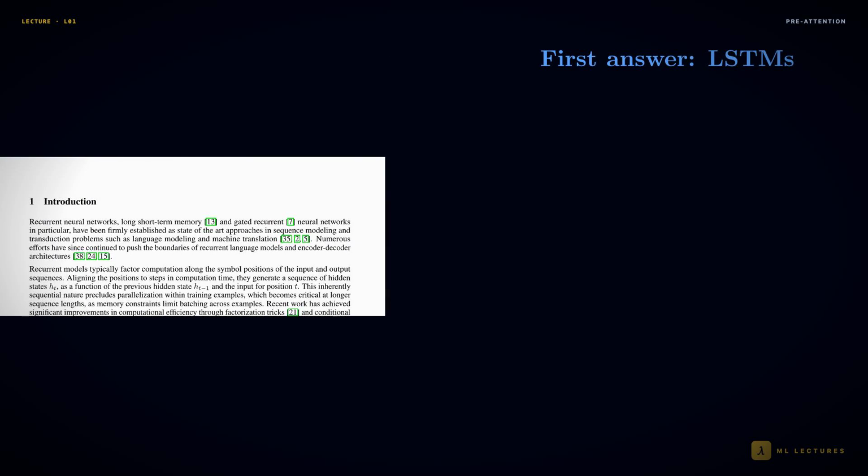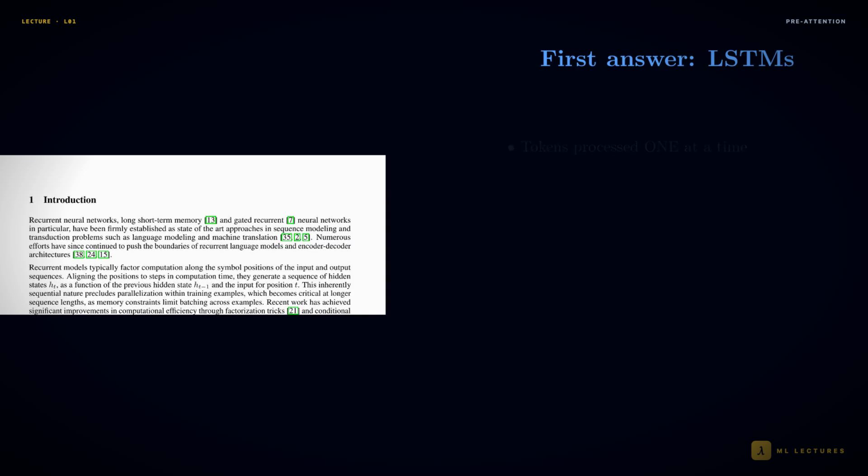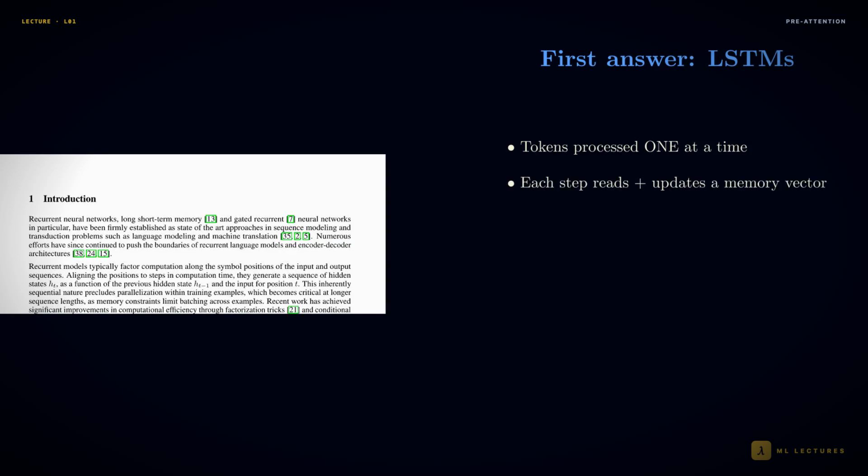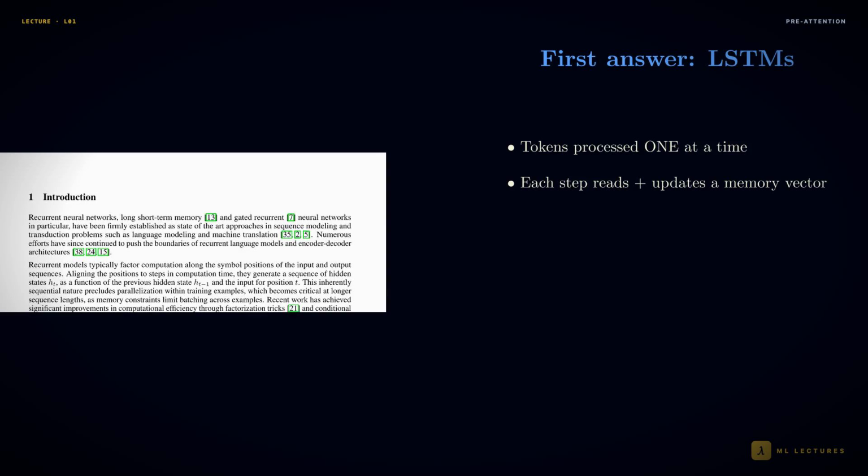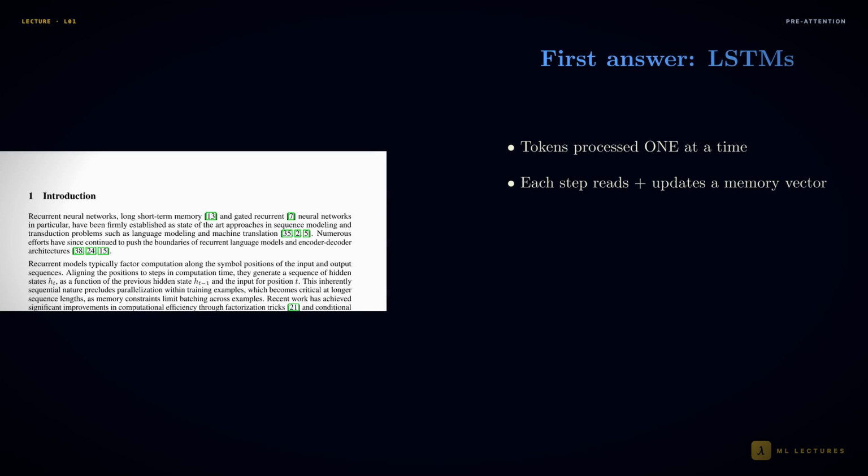By 2016, the best answer was recurrent networks, LSTMs. You feed tokens one at a time. Each token reads a memory vector, updates it, passes it forward. Word 1 updates memory. Word 2 reads new memory, updates, and so on. It worked. Google Translate ran on this. But two problems killed it.